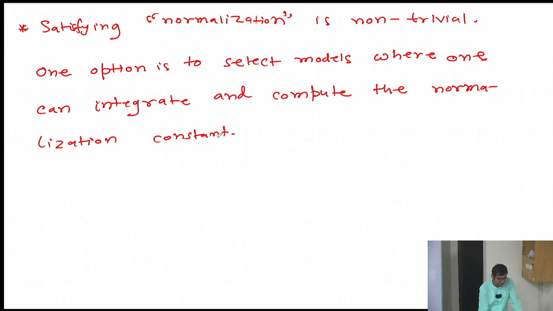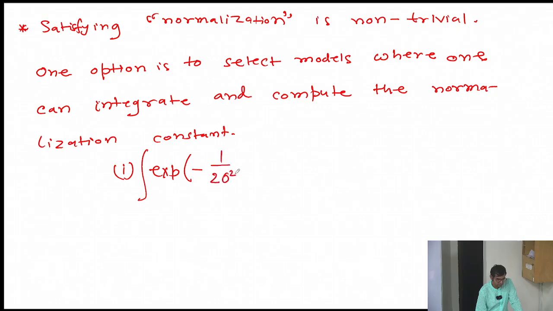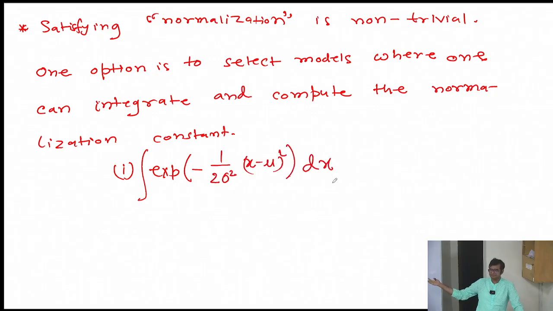What are some examples of this? You already know this. For example, if I use a function something like exponential of minus 1 by 2 sigma square, x minus mu square, dx. If I have a function like this, we know what the normalizing constant is. What is it?